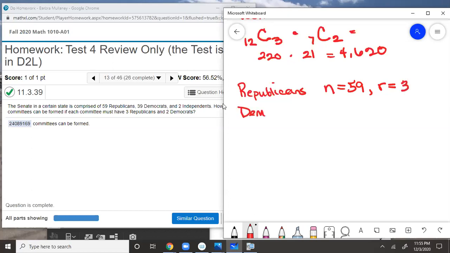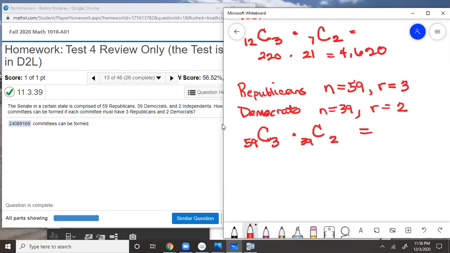Now for the Democrats, the number of Democrats is 39, and we are going to choose 2 for the committee. So since it's a committee, it's a combination: 59 taken 3 at a time times combination 39 taken 2 at a time. And then you just put this on your calculator. You can also use a formula, right?